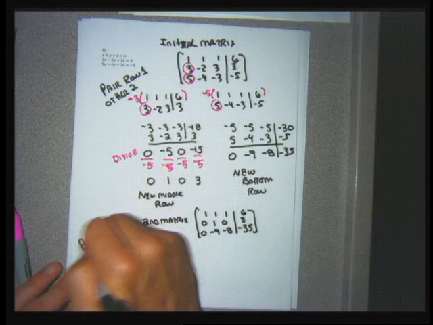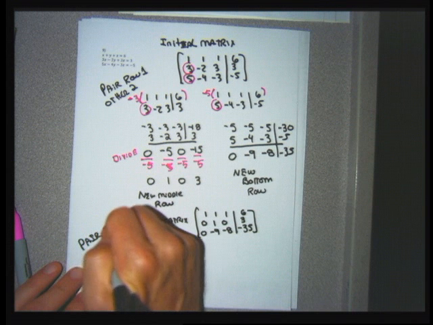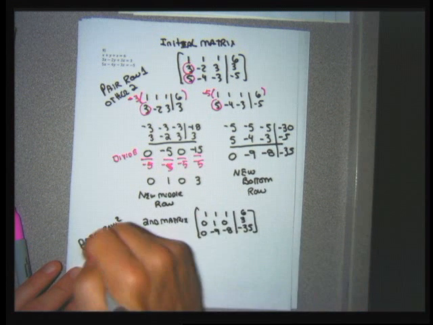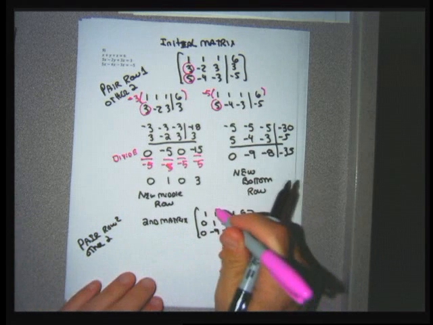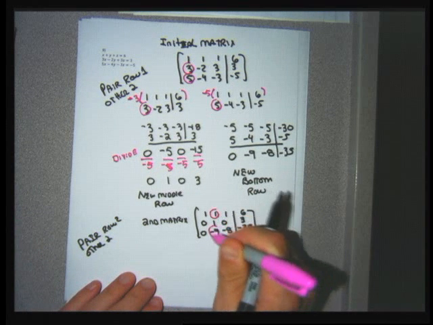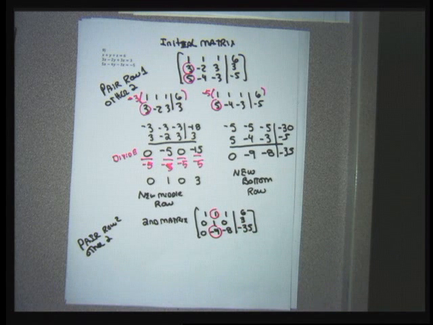Now I'm going to pair the middle row, or row 2, with the other 2 and get some more zeros. So I did the zeros in the first column. Now I'm going to do the zeros in the second column, pairing the middle row, which I can also call row 2, with the other 2.